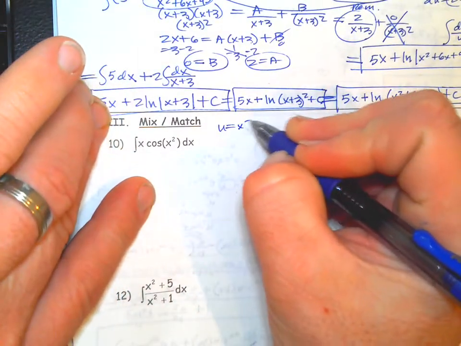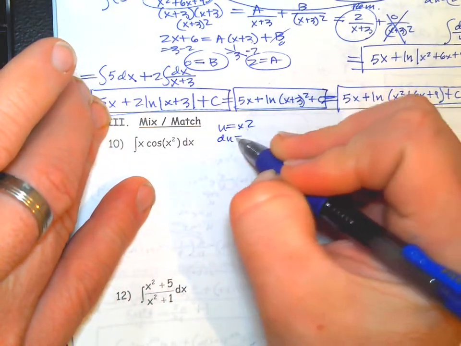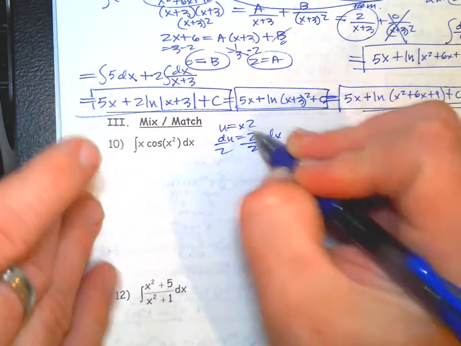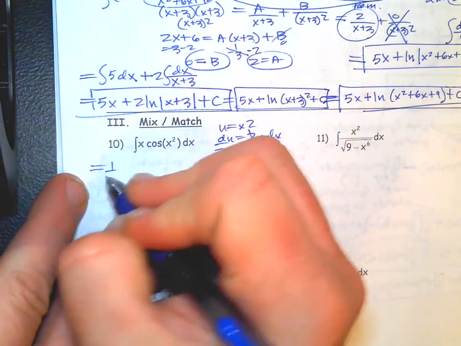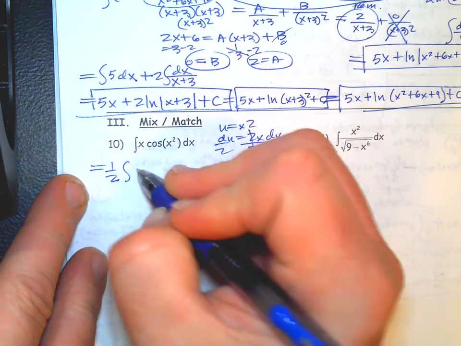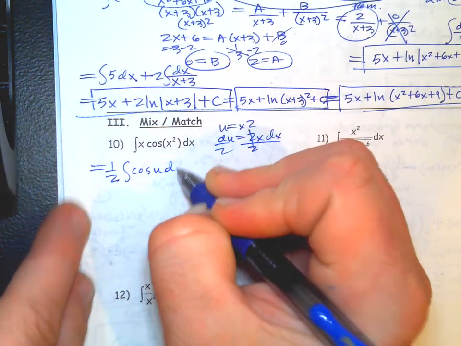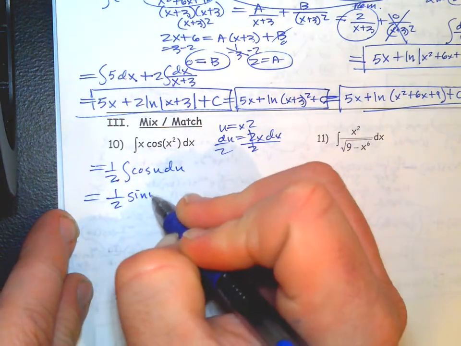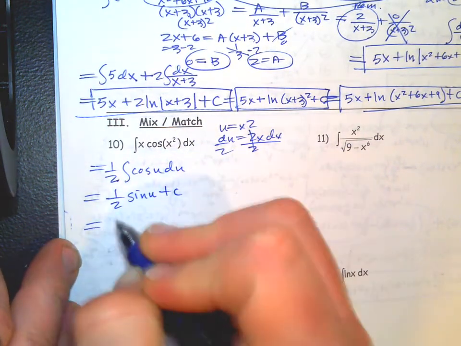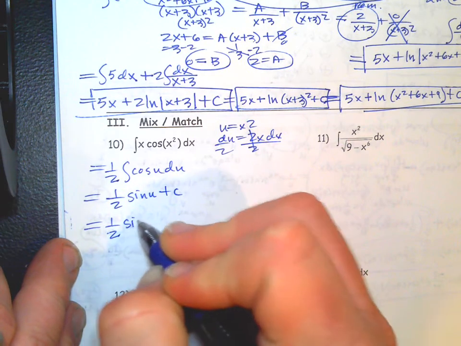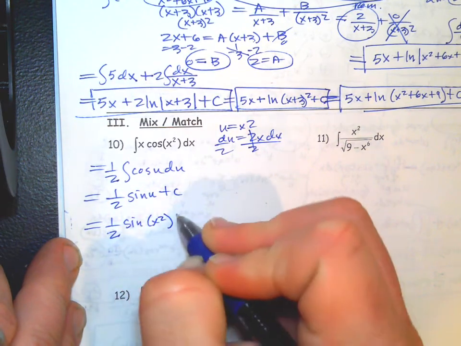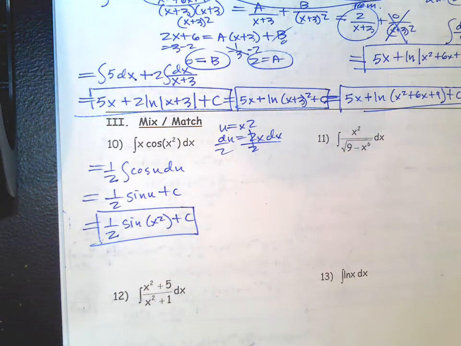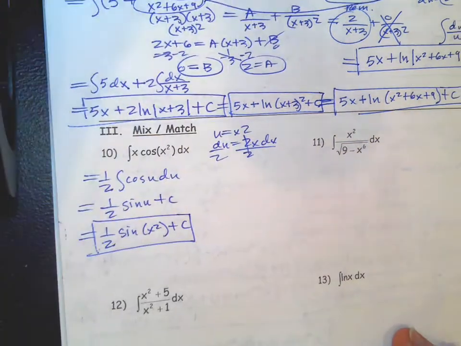Always have U-substitution in mind. du equals 2x dx. Perfect. So it's going to be 1/2 cosine u du. So that's going to be 1/2 sine u plus c. So that's going to be 1/2 sine of x squared plus c. Not bad. Okay, next one.